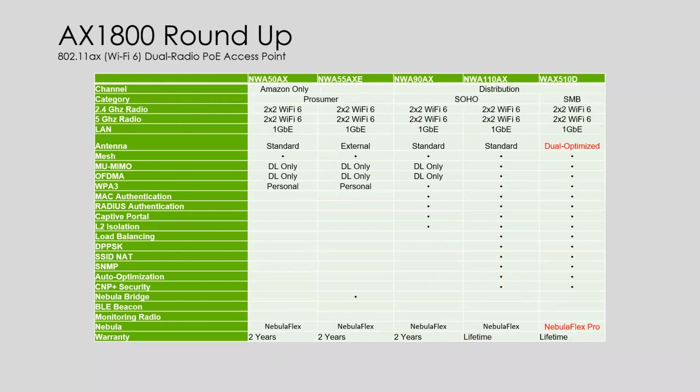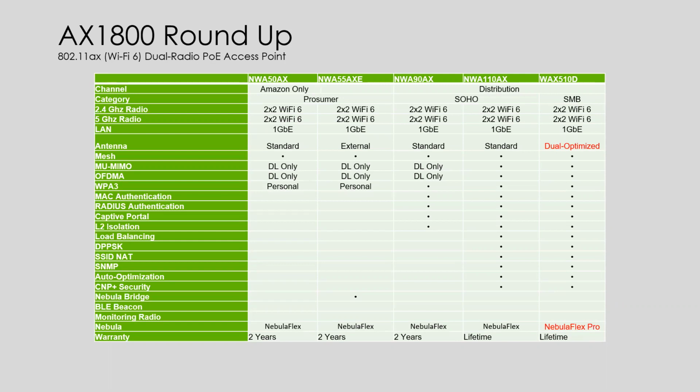And then the next model above that is the WAX510D. So what this one does is this one's going to upgrade our antenna from a standard antenna to that dual optimized antenna I was talking about earlier. And it is a Nebula Flex Pro product. So this one can be managed by a Zyxel as a wireless LAN controller. And it comes bundled with 1 year of the Nebula Flex Pro license, which unlocks additional SMB oriented features in the Nebula interface. Okay, so that's it for AX1800.